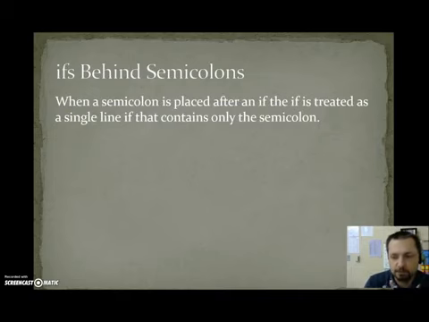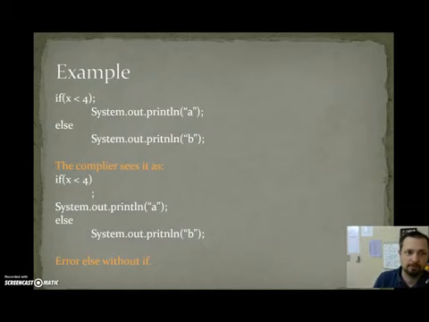Ifs behind semicolons. When you first start doing selection statements, you're used to putting a semicolon behind every line of code. So a lot of you are going to accidentally put a semicolon after an if. When a semicolon is placed after an if, it is treated as a single line if that contains only a semicolon. So let's see what that looks like. An example. If x is less than 4, semicolon, system.out.print A, else system.out.print B.